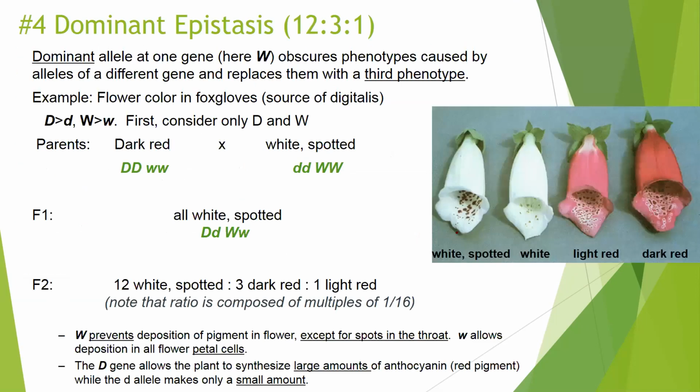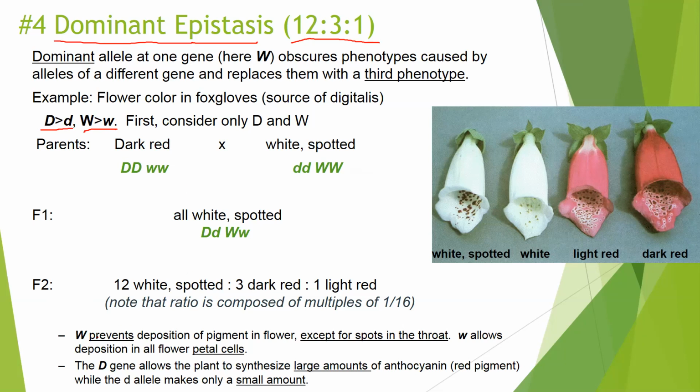So this is an example for the dominant epistasis, and the ratio should be 12 to 3 to 1. We have two genes here. The first gene is the D gene, and the second gene is the W gene. For each gene, there are two alleles. The big D is dominant to the lowercase d, and the capital W is dominant to the lowercase w.